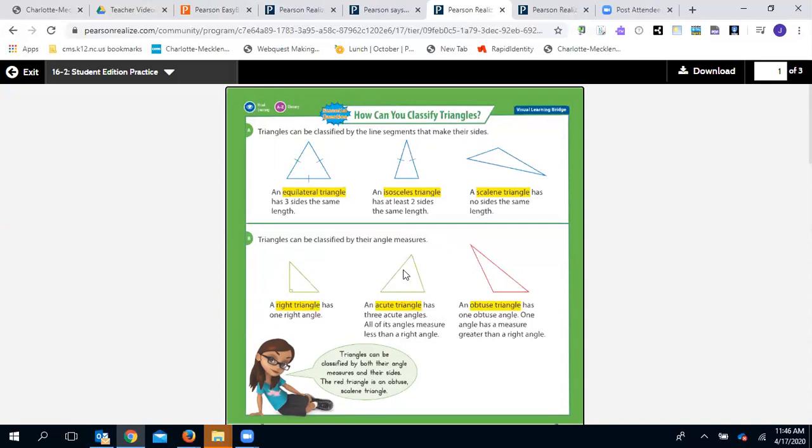But even though they might look the same, like I said, if you get a piece of paper, measure it, mark it off with a pencil, and then take it and measure it up with this one, you'll see that these are all different lengths. So that would make this an acute scalene triangle.